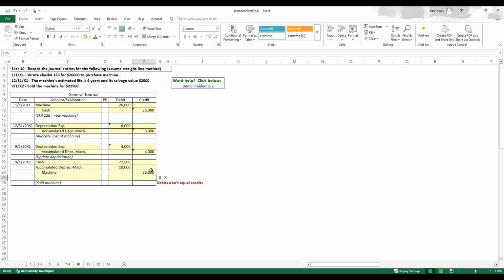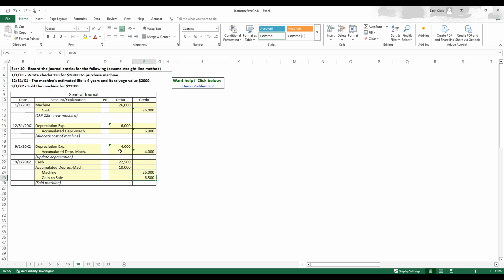And so you can see we originally had 26,000. We had depreciated it by 10,000, so it was a $16,000 net book value at the time of sale. So if we take the 22,500 that we got in cash versus the net book value of 16,000, we made a gain of $6,500. And this will be gain on the sale of equipment, or gain on sale.